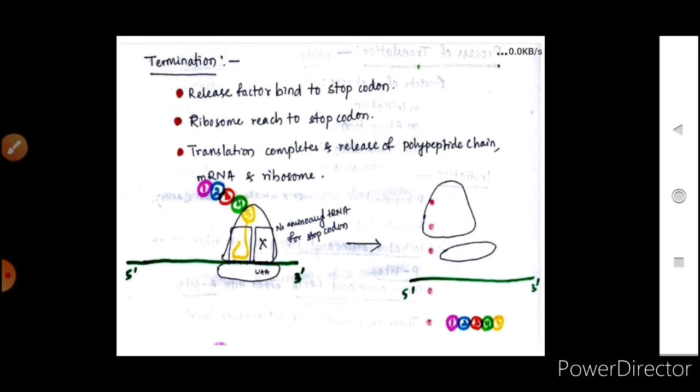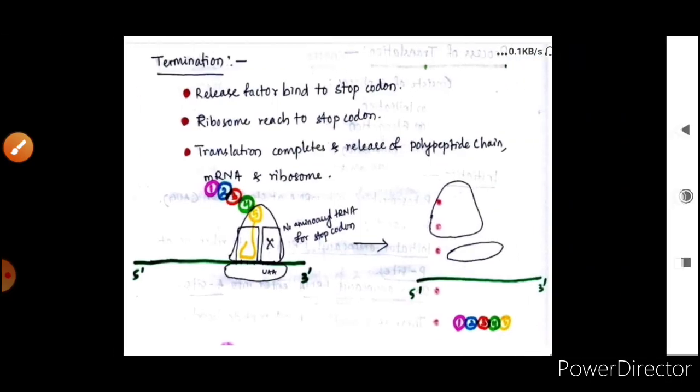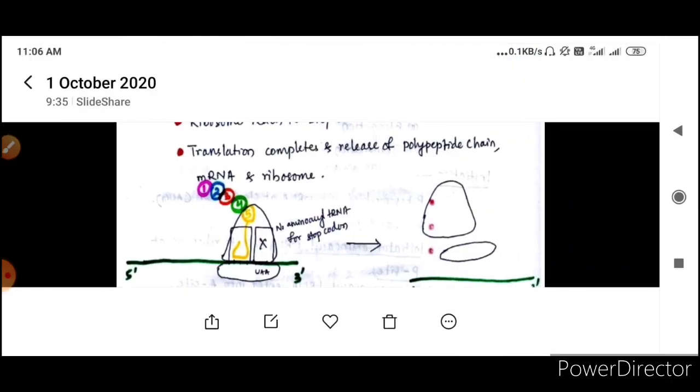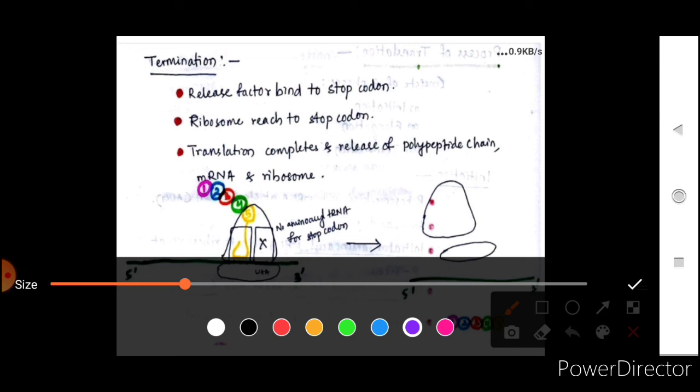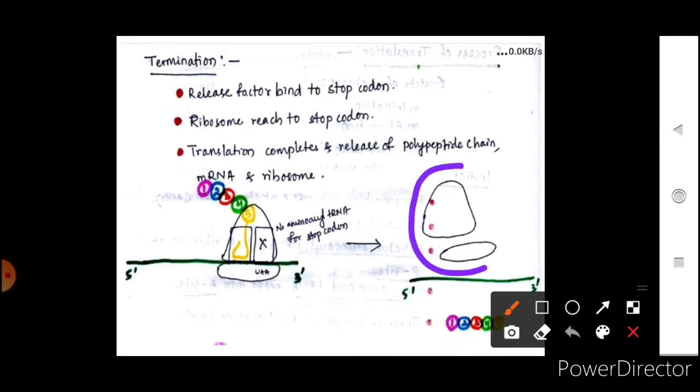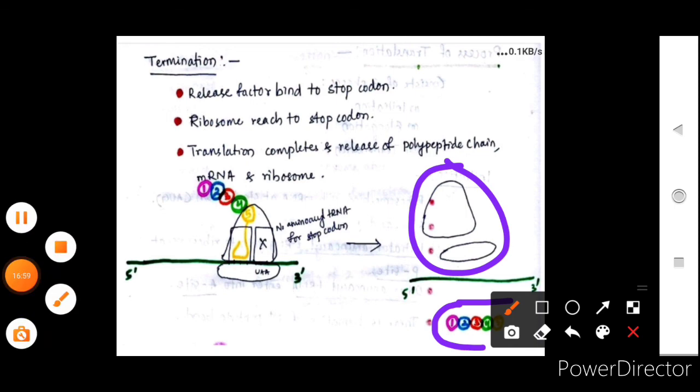Okay, 1 2 3 4, you can see in color. Now this is the polypeptide chain. So the ribosome, see here, the ribosome is released. Okay, and here you can see downwards is the polypeptide chain. So this was all about the translation of protein.